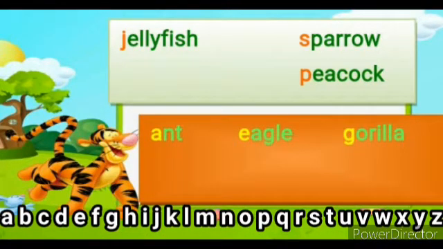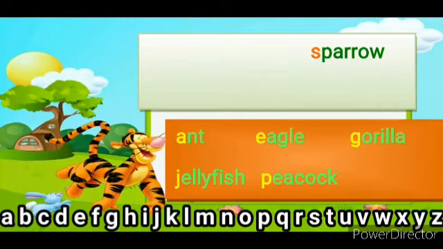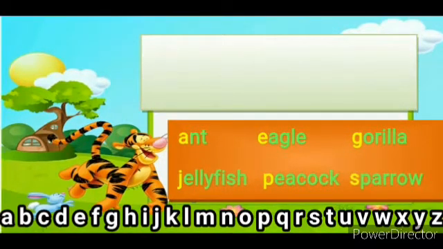So the third word in our list will be gorilla. Do we have the word starting with H? No. I? No. J? Yes, we have jellyfish. So the fourth word in our list will be jellyfish. We don't have the word starting with K, L, M, N, O, but we do have the word starting with P, peacock. So the fifth word in our list will be peacock. And the remaining word will be last.